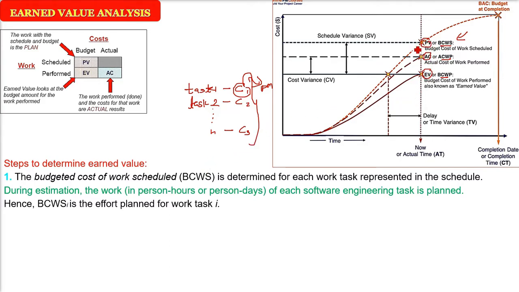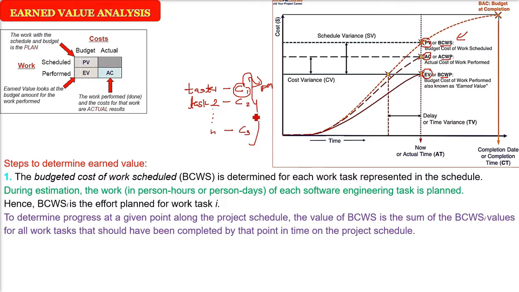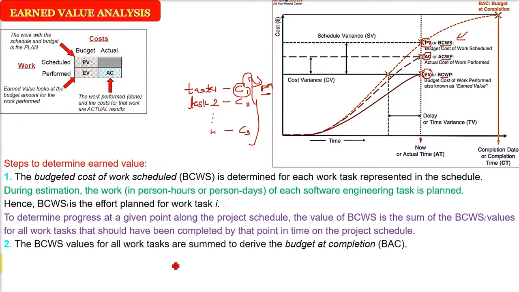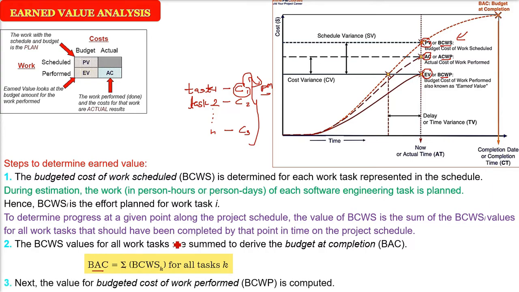Now for each task i, you have to find out BCWS_i. Okay, so now you are going to combine all of this. So BCWS will give you the budget at completion, BAC, which is simply the addition of these BCWS. BCWS is budgeted cost of work scheduled. That is what you have anticipated, what you have planned.